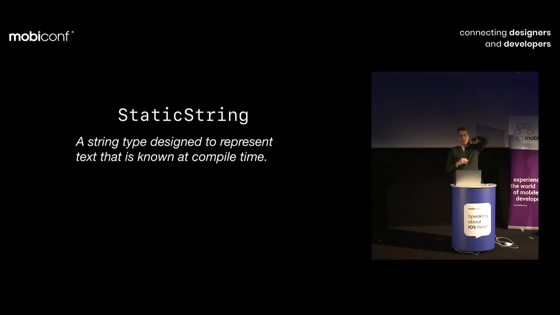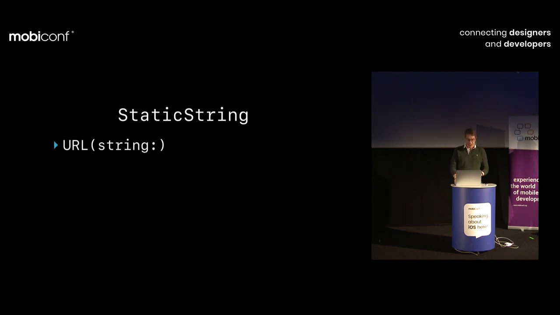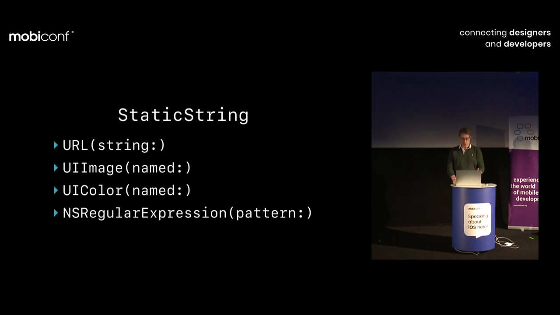Nothing with string interpolation will be classified as a static string, which means if you said, str1 equals "hello Dave", that's fine, that's a static string. But str2 equals "hello \(name)" with string interpolation, that's not a static string. It can't be known at compile time. You cannot use that. And this is super helpful for any types that are stringly typed, like URLs or images or colors and so forth. Because these use strings by default, which is not very pleasant. We can wrap those with static strings.